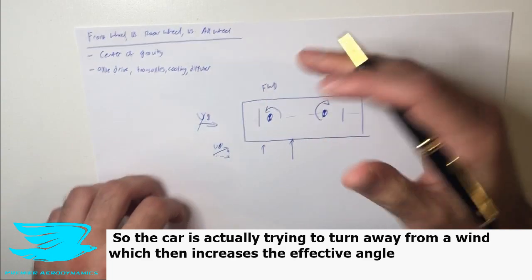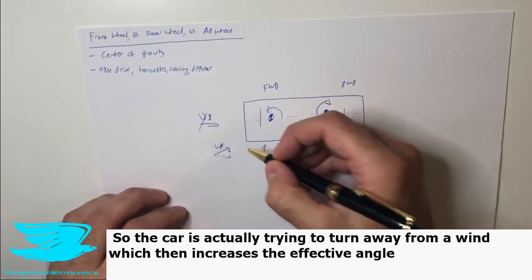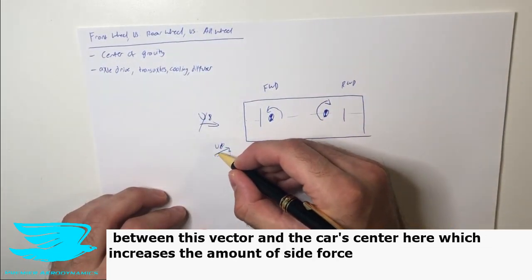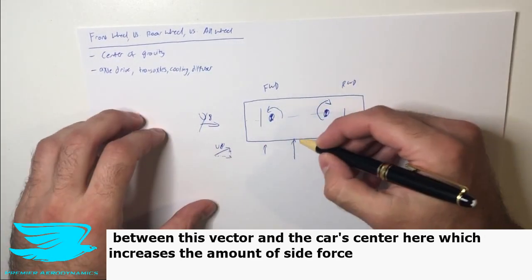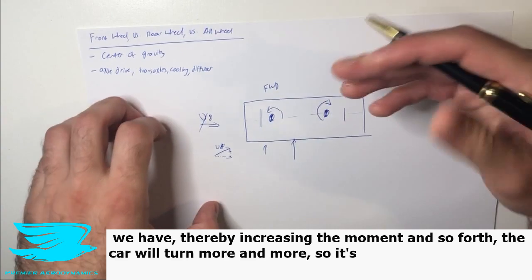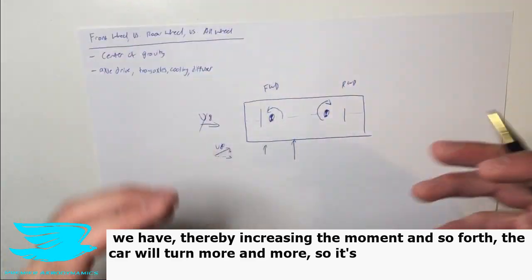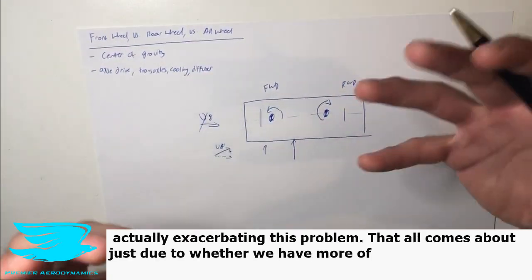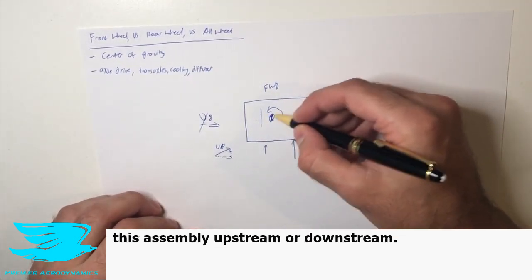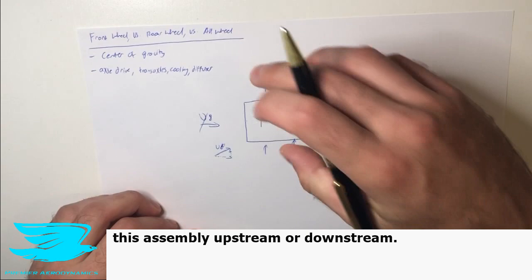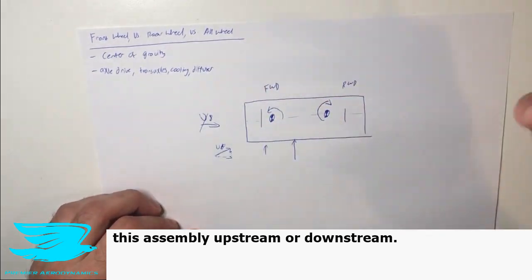So the car is actually trying to turn away from the wind, which then increases the effective angle of attack between this vector and the car's center here, which then increases the amount of side force we have, increasing the moment, and so on and so forth. The car wants to turn more and more. So it's actually exacerbating this problem. That all comes about just due to whether we have more of the assembly upstream or downstream, and consequently front wheel drive and rear wheel drive.